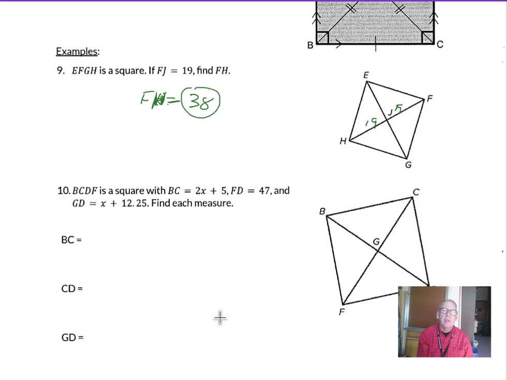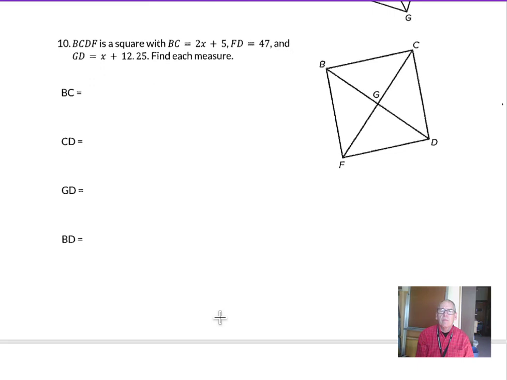Let's look at number 10. They're giving some dimensions on this square, so I want to go ahead and label it. B to C is 2x plus 5. F to D is 47. So we got a way to find out what x is at least. And G to D is x plus 12.25. And it wants us to find each measure. So find out what BC is.